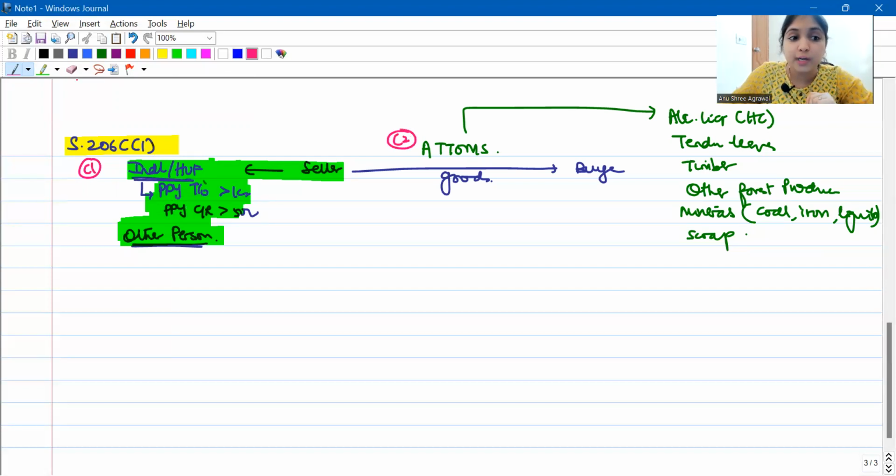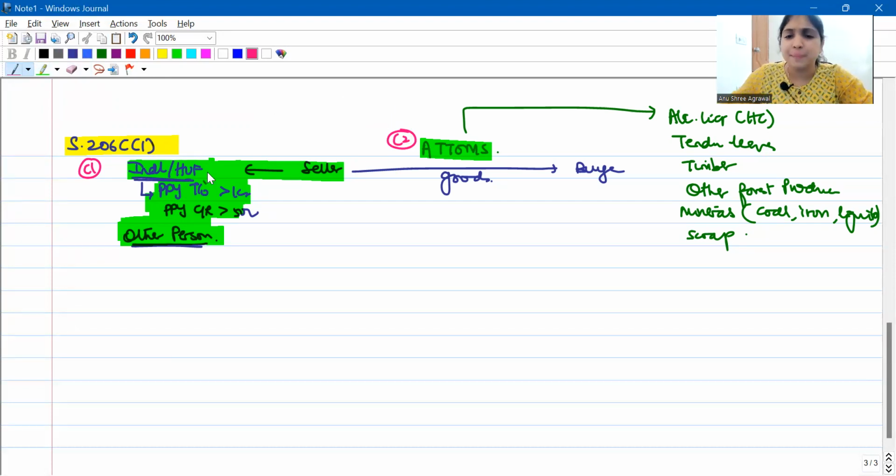Condition number 2, what kind of goods are being sold? ATOMS, where A stands for alcoholic liquor for human consumption, T stands for tendu leaves, another T stands for timber, O stands for other forest produce, M stands for minerals like iron ore, lignite and coal, and we have S which stands for scrap. Now what is the TCS rate?